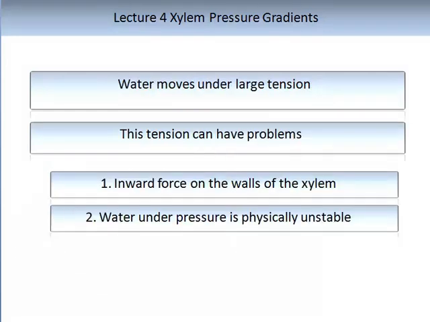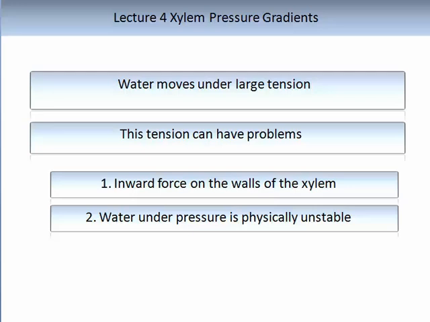Now that we understand that water moves under large tension, what does this mean? Well, not only does it mean that water can move efficiently within the plant, but there are problems associated with this large tension. The first is an inward force on the walls of the xylem. If you have problems conceptualizing this, just think of a swimming pool and how thick the sides of a swimming pool need to be in order to hold the water. A similar concept applies here to the xylem.